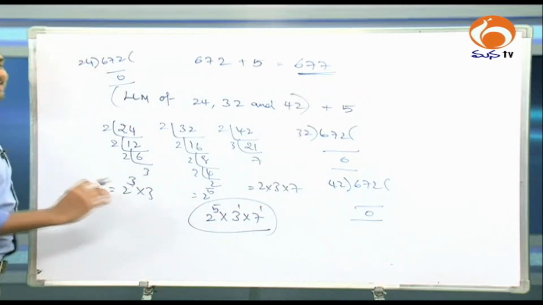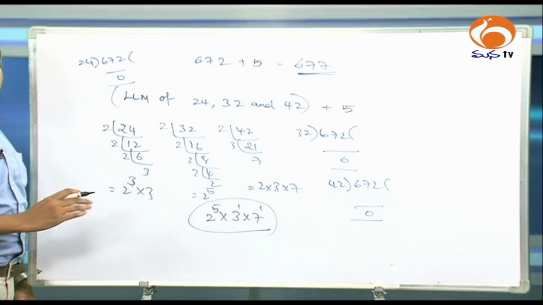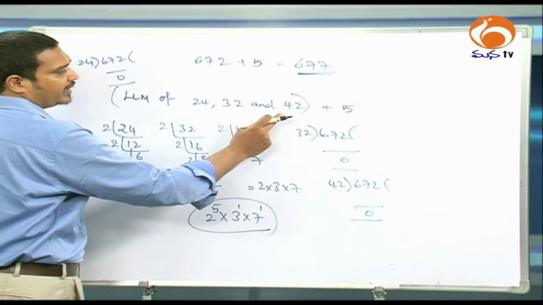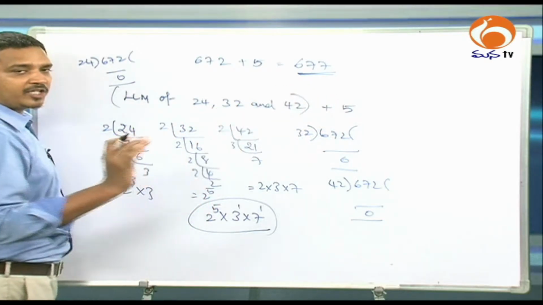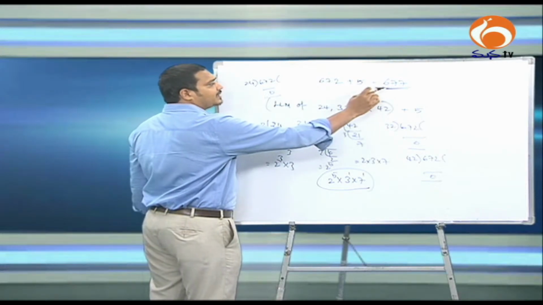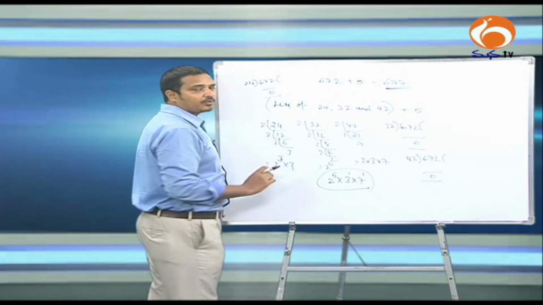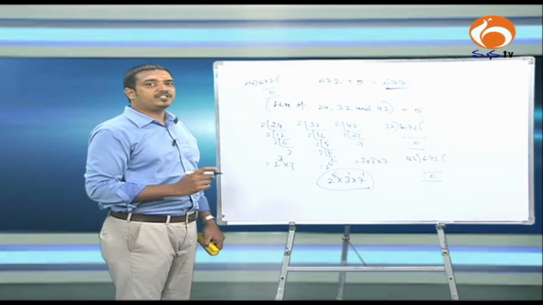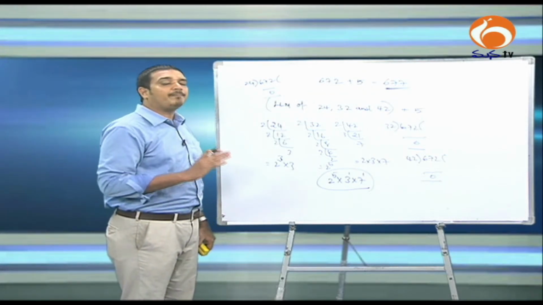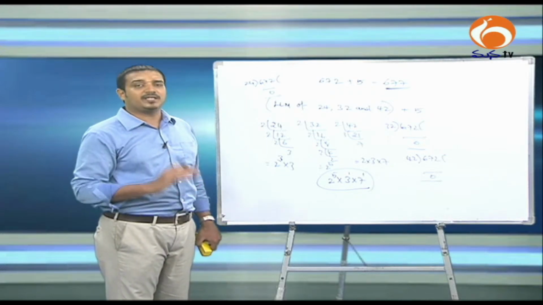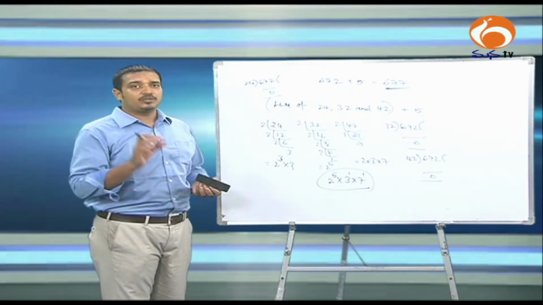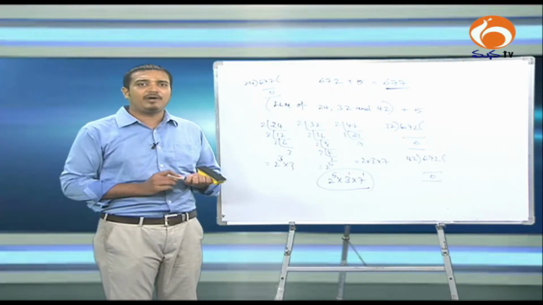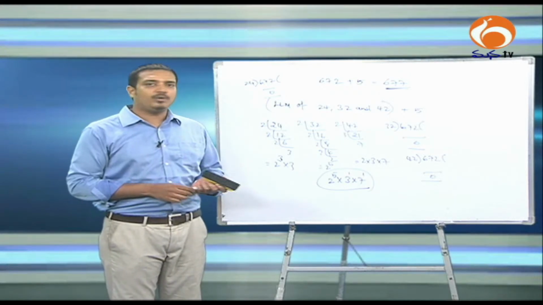Now 677 is the least possible number. When divided by 24, 32, 42, it leaves a remainder 5. You can check and see. Divide 677 by 24, you'll get a remainder 5. At the same time, divide 677 by 32, you'll get a remainder 5. At the same time, divide 677 by 42, you'll get the remainder 5. I hope you understand. So since a remainder 5 is left, you just have to add 5 to the LCM of 24 and then 32 and then 42.